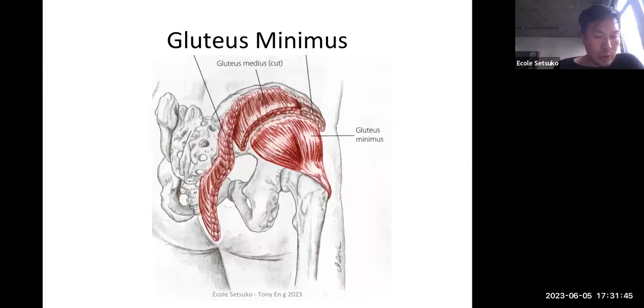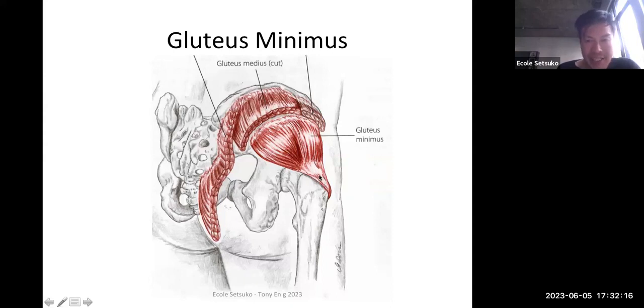Okay, then we look at gluteus minimus. So there's another layer now from glute maximus, where if we take the cut of the glute maximus, and then we cut the glute medius, right underneath, we have the gluteus minimus. It attaches onto the anterior and inferior, so in between the anterior and inferior gluteal lines. And it's going to insert onto the greater trochanter, but more on the anterior part.